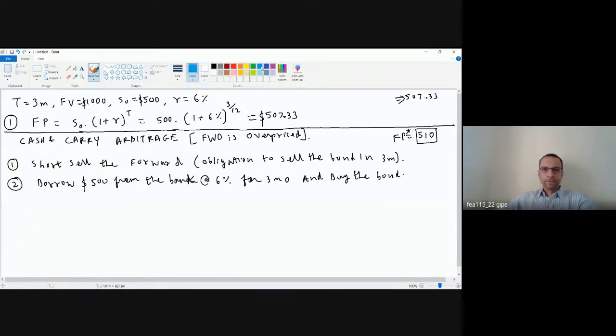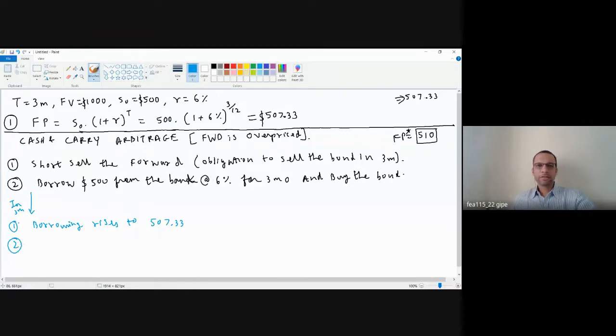Next, now in 3 months' time, the following things can happen. Firstly, my overall borrowing will increase. I have borrowed 500 at 6%, right? So I can use this calculation which I already have. My borrowing rises to 507.33, which is simply the same calculation, my simple time value of money.